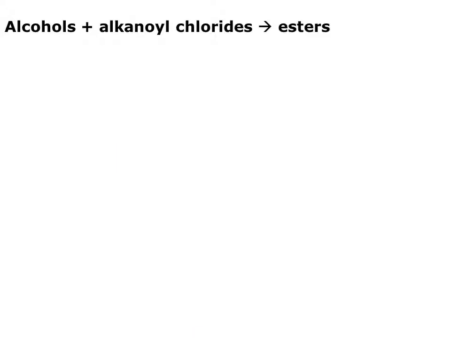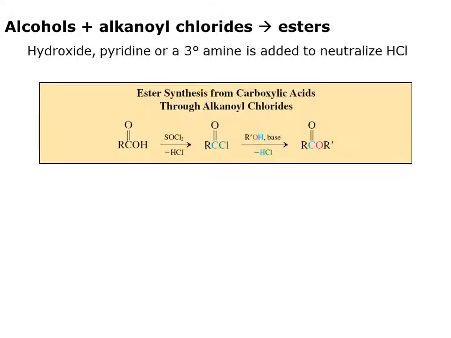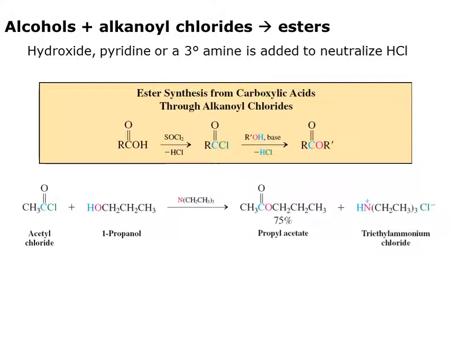If we take alcohols and acyl chlorides, you should see the same mechanism, except we're going to make esters now, right? We just added H2O, now we're going to add OH with an R group attached to it. Usually you see these with some sort of base like a hydroxide or a pyridine to help neutralize the HCl that you make. So here would be a reaction. We start with our acetyl chloride, propanol, and a tertiary amine. And our tertiary amine doesn't participate in the reaction, it's just a scavenger to help neutralize the HCl, and we get our ester.